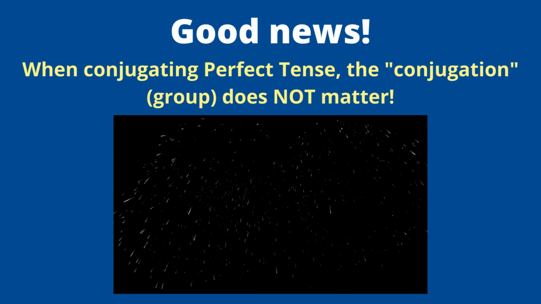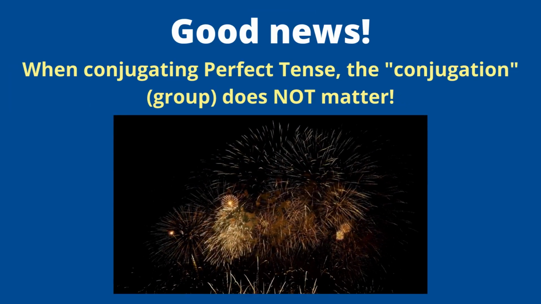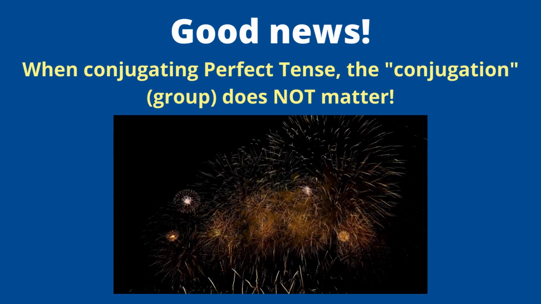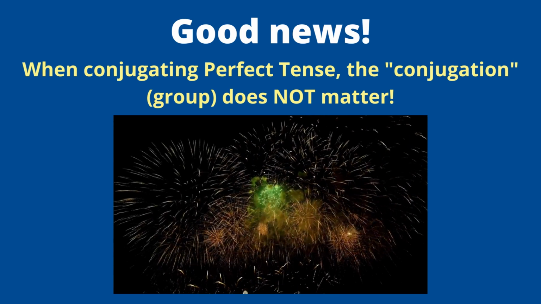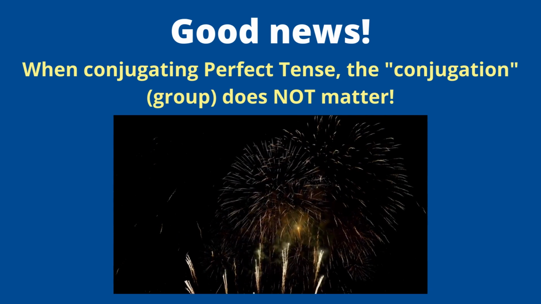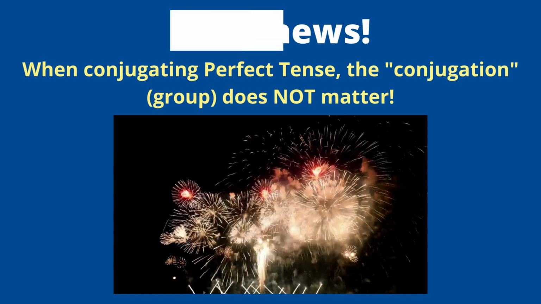The other piece of good news, when you're doing perfect tense, conjugation doesn't matter, right? The group of your verb makes no difference, right? So you don't have to even think, is it first? Is it second? Is it third or fourth? You don't have to worry about that. Just take the third principal part, drop the long I, and you have exactly what you need, right? So it makes perfect tense a lot easier in some ways.